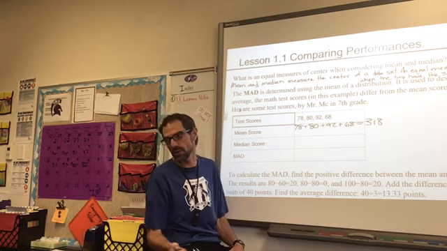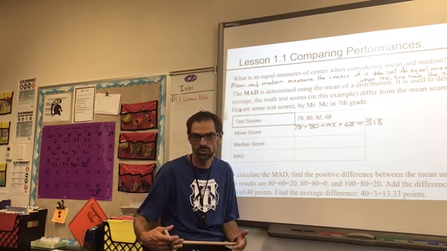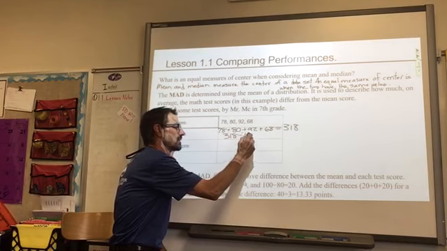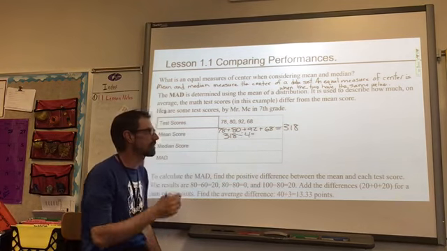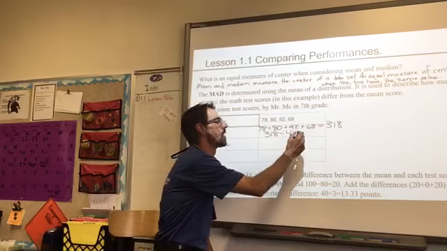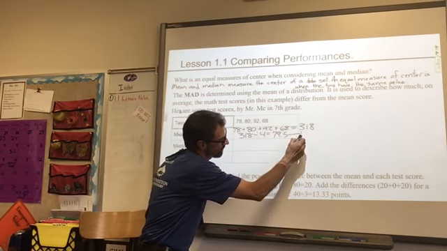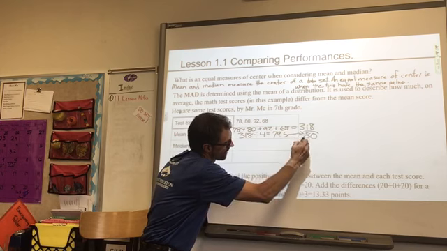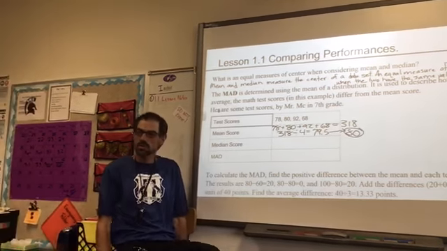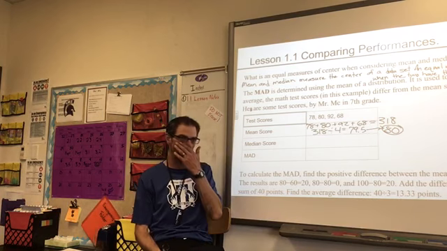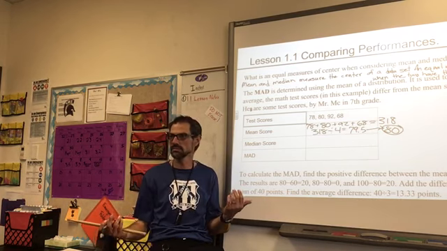So 318. So now what do I do? I have the total. Divide by 4. Yep. 318 divided by 4. So 79.5, and we're going to round that up to an 80. So my mean, so I'm averaging right now an 80 on my math tests.